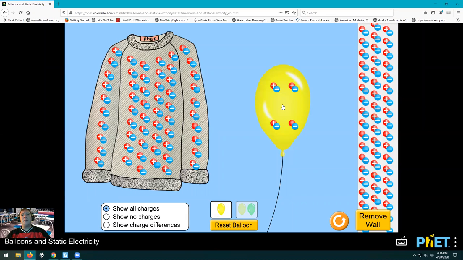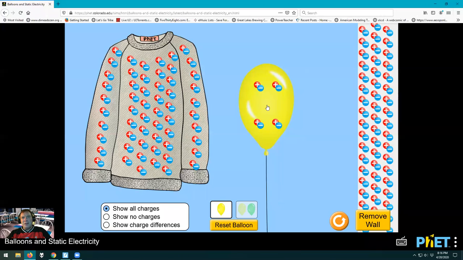Here I have a balloon and a sweater. Now, they both are made up of things that are composed of atoms. So there are already positive and negative charges in each object. There's also a wall off to the right, but we won't worry about that quite yet.